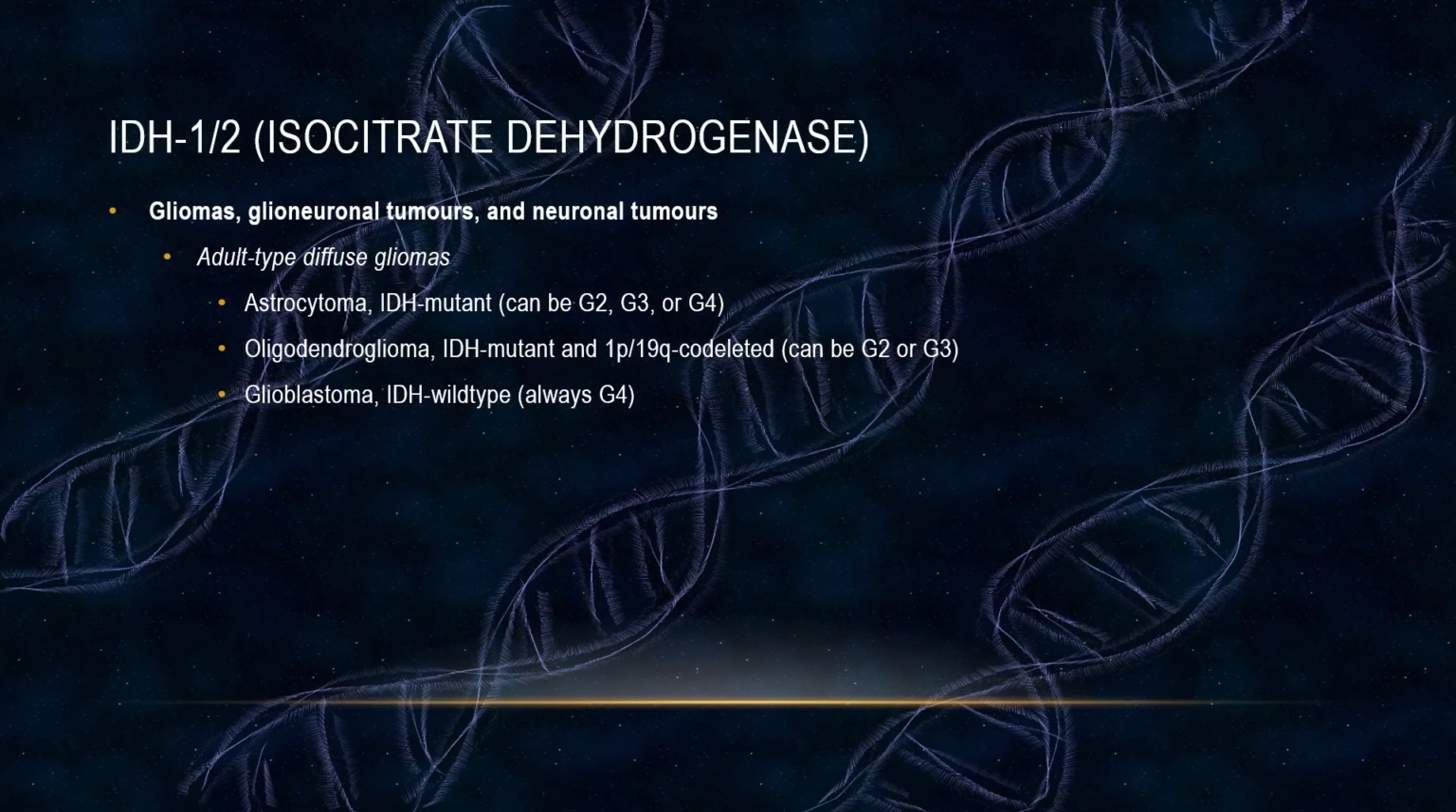So of course the biggest thing to talk about here is IDH1 and 2, isocitrate dehydrogenase. These are seen in the adult type diffuse gliomas, astrocytoma, IDH mutant. They're all named after the mutation. Those can be various different grades, 2, 3, or 4. Then there's oligodendrogliomas, which has all the molecular changes in the name, IDH mutant and 1p19q codeleted, and that can be grade 2 or 3. And then glioblastoma, IDH wild type, which is always grade 4, high grade.